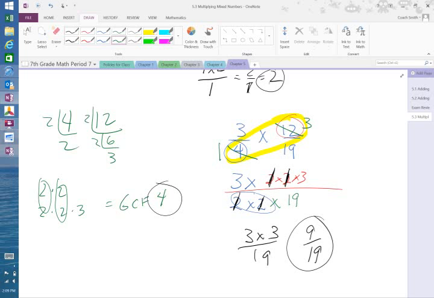Isaiah? So are we supposed to go this way or? No, you always cross-cancel Jimmy Neutron. You go top to bottom, top to bottom. You don't go straight across. We don't ever Jimmy Neutron 3 to 12, 4 to 19. You don't ever cross-cancel that way. That's not crossing. That's vertical. I mean, that's horizontal.